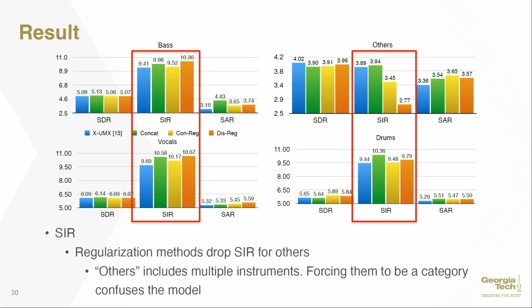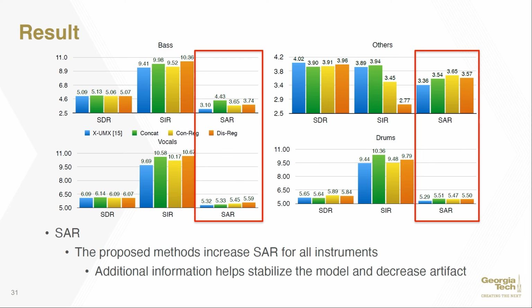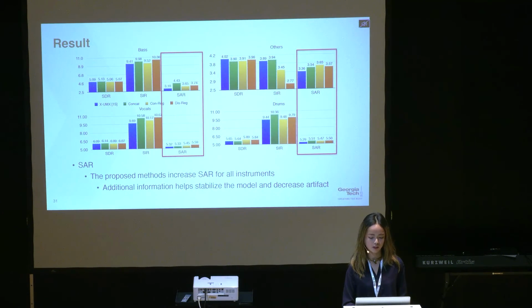And if we look at the other category, which is the top right corner here, we couldn't see any improvement from using the regularization methods. That is because if we force them to be one category, it will confuse the model because the others category contains lots of different instruments. And then we look at the SAR score, which identifies whether there are some artifacts inside the target source. So we can see that when using our proposed methods, we can also slightly increase the SAR score and decrease the artifacts in our target or separated sources.